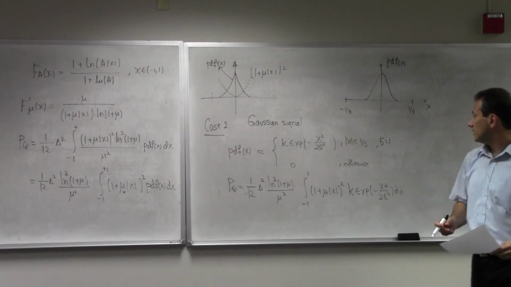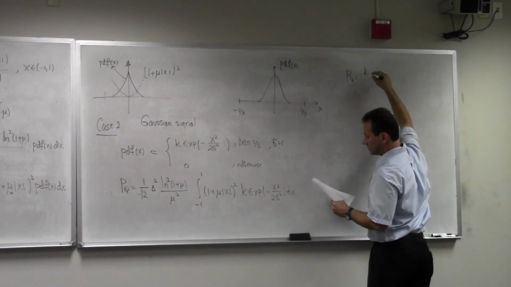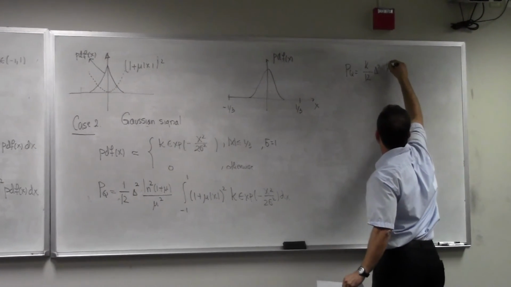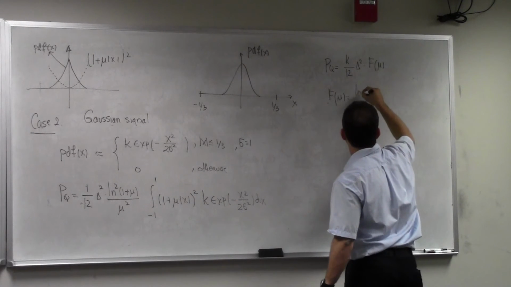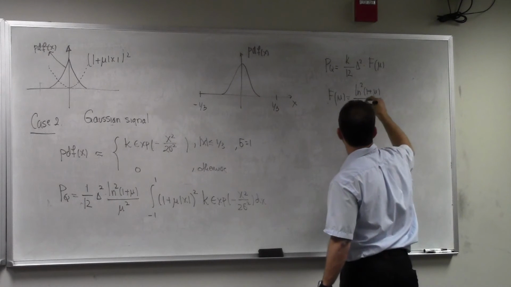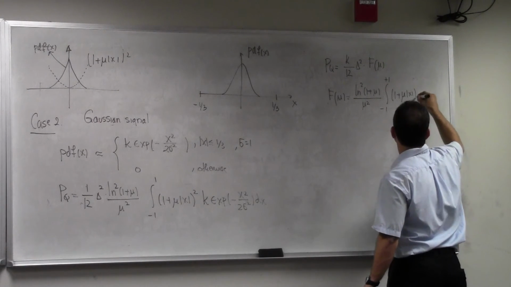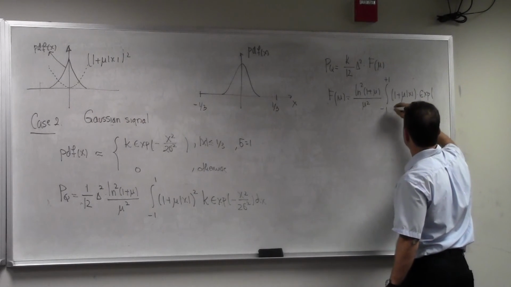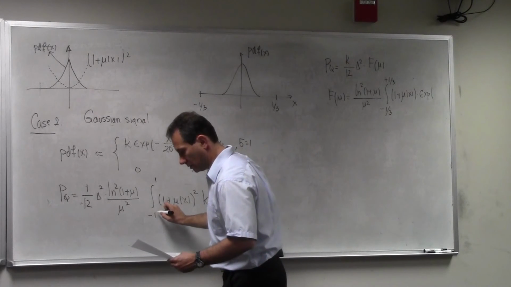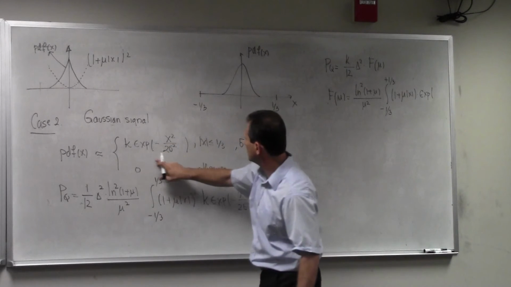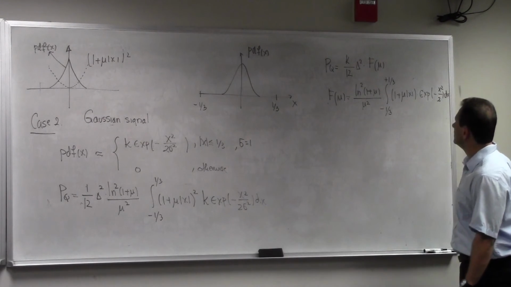So now how do you do that? Well, if you look at this whole expression, you would say P_Q is equal to k, that doesn't change, over 12, delta squared, and then times f of mu, where f of mu is going to be this whole thing: ln squared of 1 plus mu over mu squared, integral from minus 1 over 3 to 1 over 3 of 1 plus mu x times e to the minus x squared over 2 dx, because sigma is equal to 1. Because this does not extend outside of 1 over 3. Sorry, I forgot, it's limited to this range.